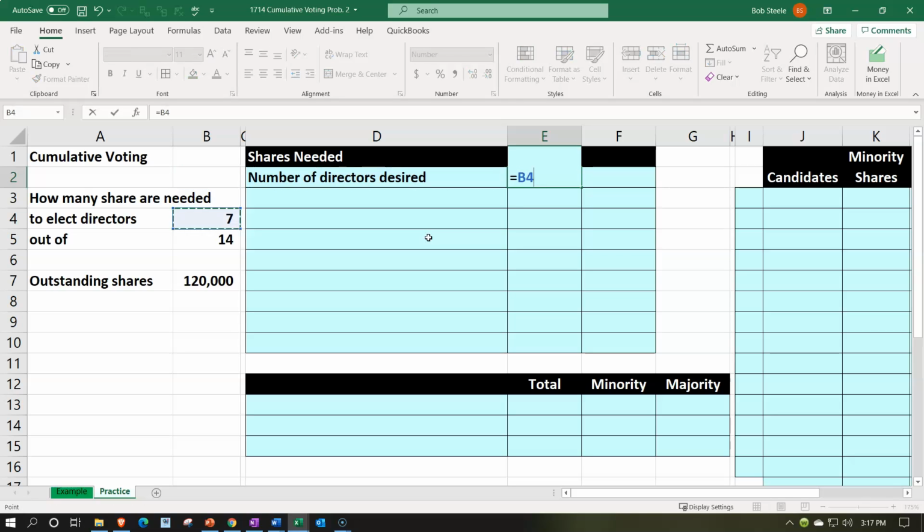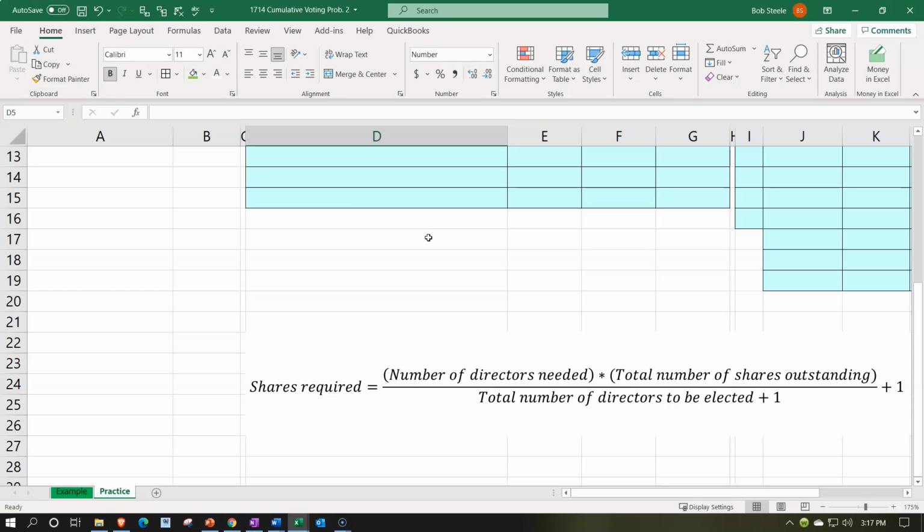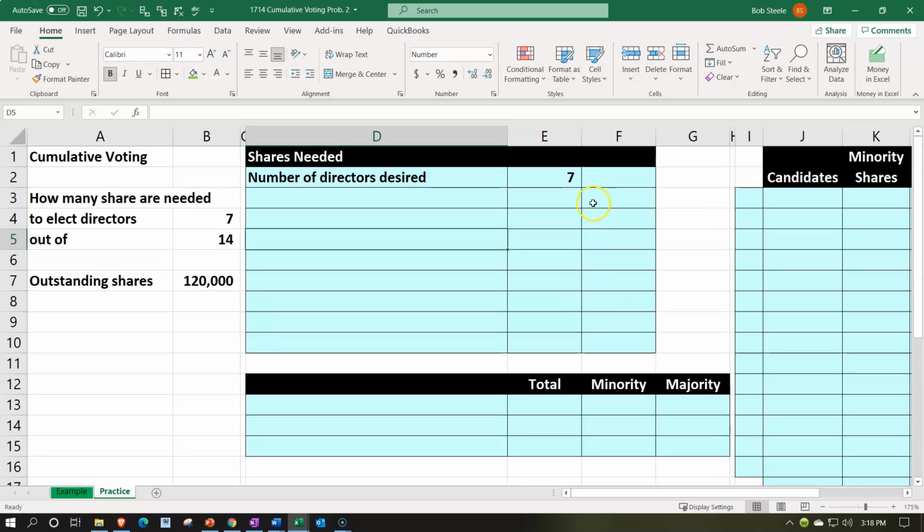So let's say we have the 7. We have the formula down below, and I'm going to put the formula in an Excel worksheet. The shares required equals the number of directors needed times the total number of shares outstanding, divided by the total number of directors to be elected plus 1, and then that whole thing plus 1. I'm going to break this formula out in the Excel worksheet up top, with the numerator and then the denominator in the outer column. I think it's worthwhile to break some of these formulas up.